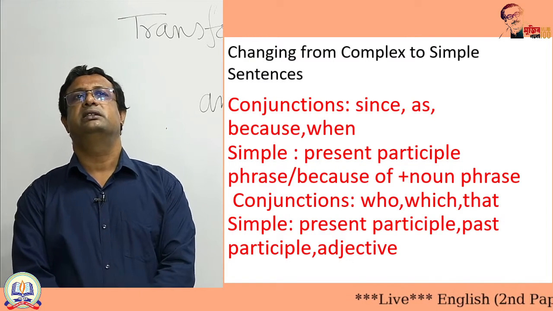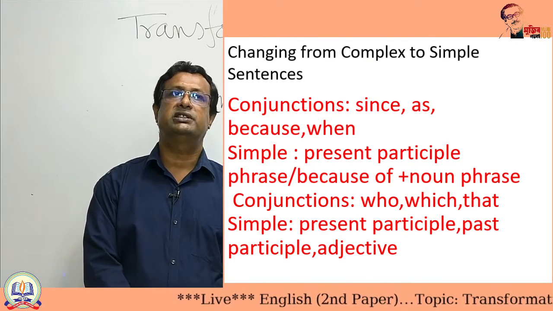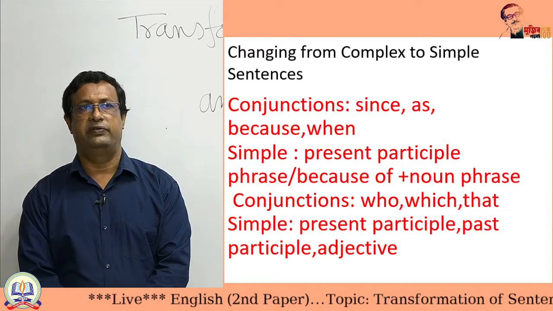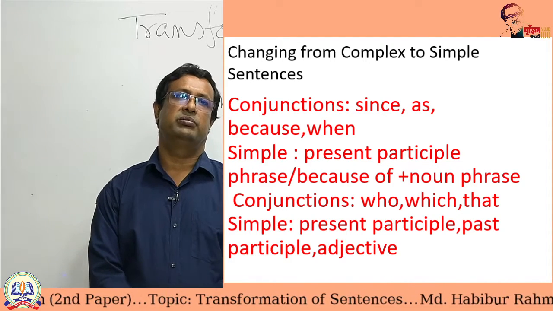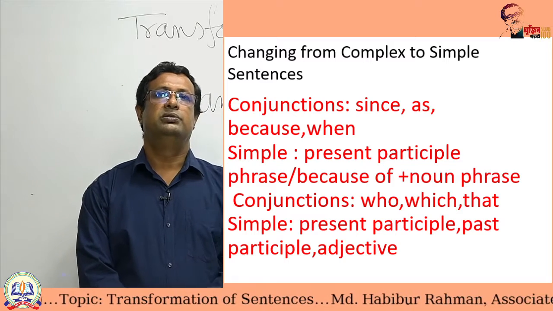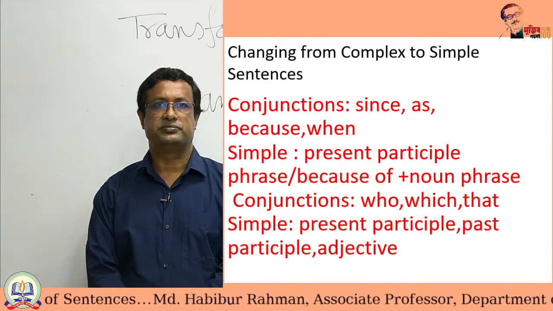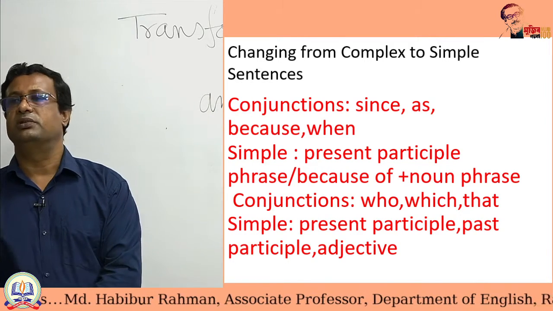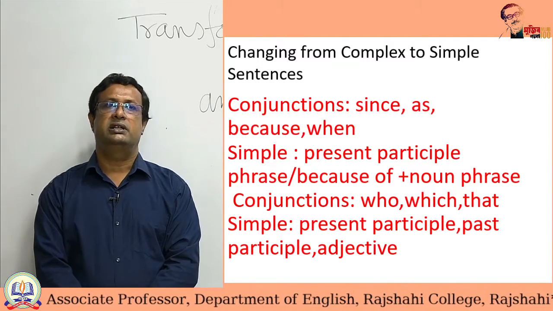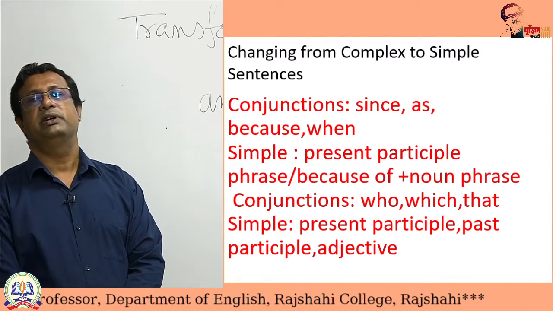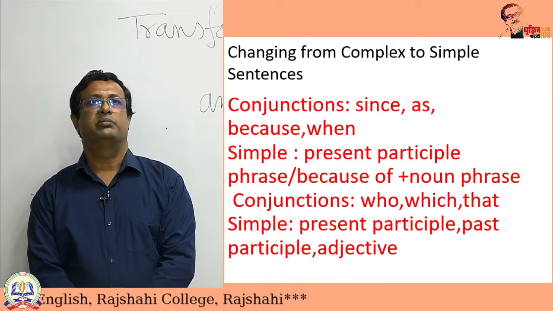Okay, you will eliminate these conjunctions and you will use here present participle, or noun phrase with because of. This is necessary actually. When there is a conjunction in a complex sentence, you have to use in the simple sentence a present participle, or past participle phrase, or any adjective you may need. It depends on the quality or on the structure of the complex sentence.